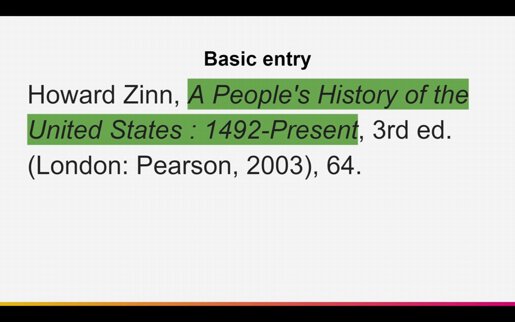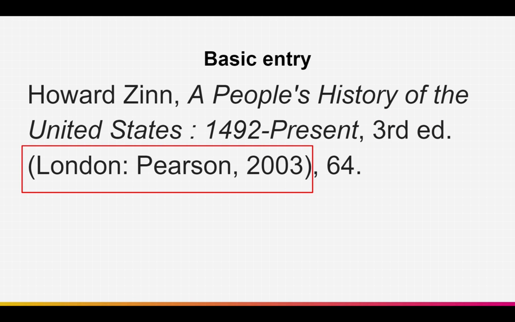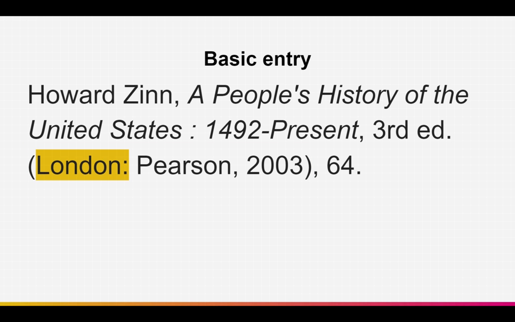Next, you've got the title in italics. So, A People's History of the United States, 1492 to present. The edition I cited was the third edition, so we'll want to make sure I include that. In round brackets, I have the publication information, which usually includes the publication city, which is London, the publisher, which is Pearson, and the publication year, which is 2003. And I also have the page number right here.